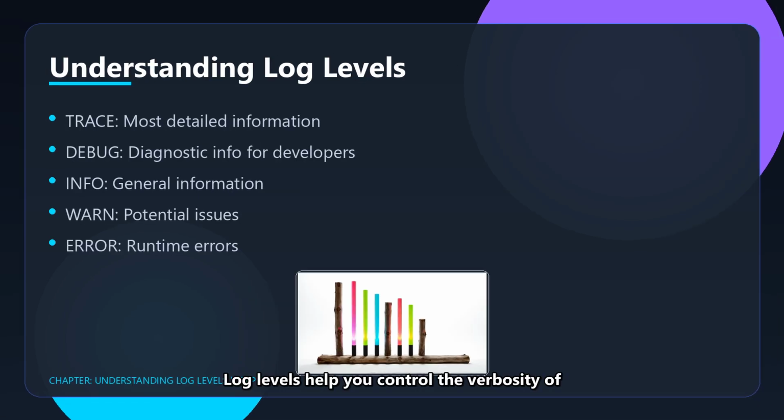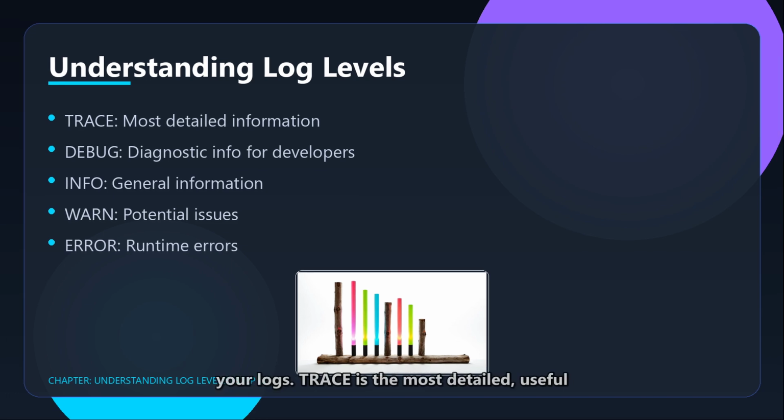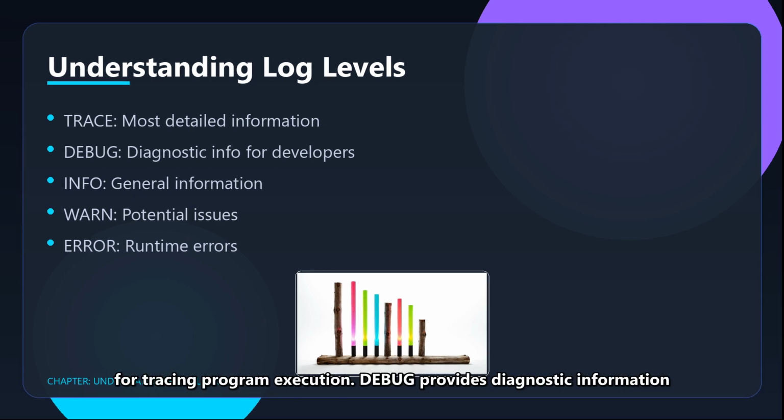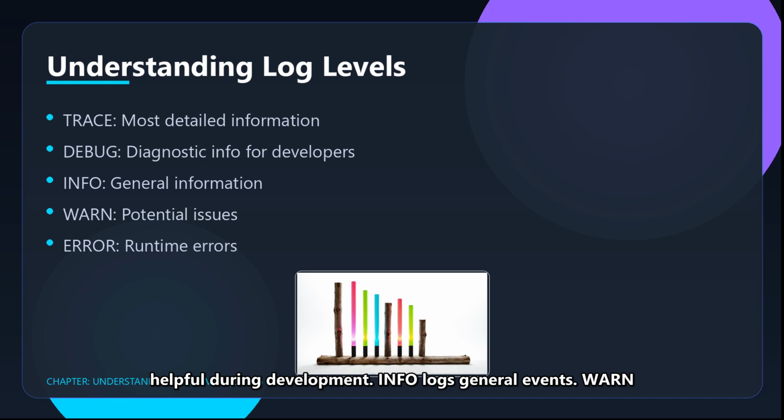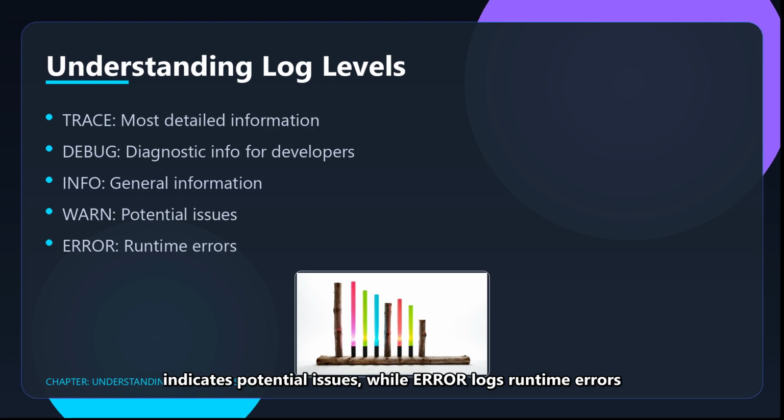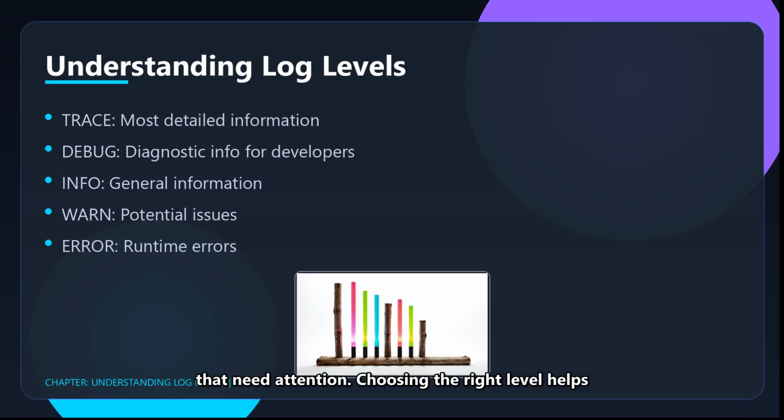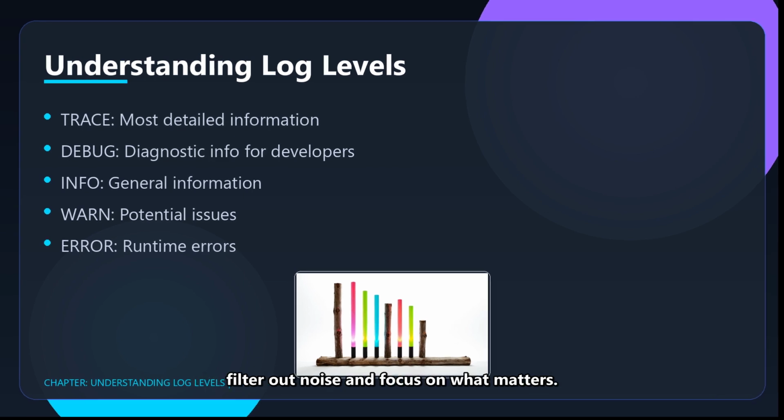Log levels help you control the verbosity of your logs. Trace is the most detailed, useful for tracing program execution. Debug provides diagnostic information helpful during development. Info logs general events. Warn indicates potential issues, while error logs runtime errors that need attention. Choosing the right level helps filter out noise and focus on what matters.